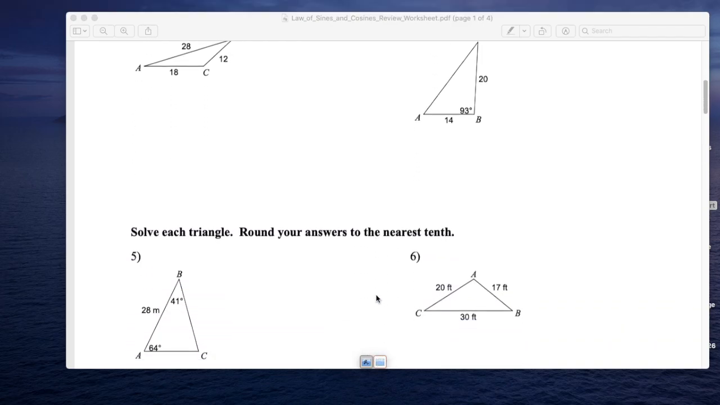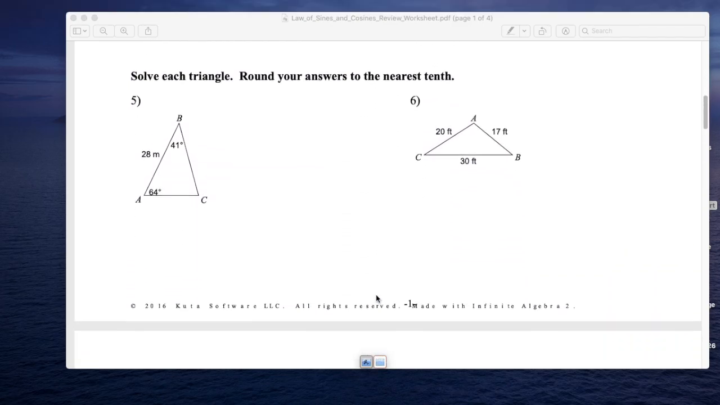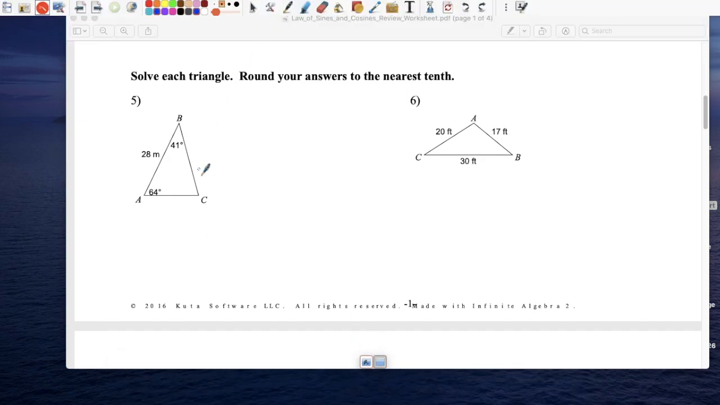Okay. Right, I guess I'm doing a few. Solve each triangle. So now when they say that, we want to find all the measurements, all the angles and all the sides. So for this one, first thing you should always observe, if two angles are given to you, you can automatically find the third. So we can find angle C. And to do that, we do 180 minus 41 minus 64, and that's going to give us 75. So angle C is 75.